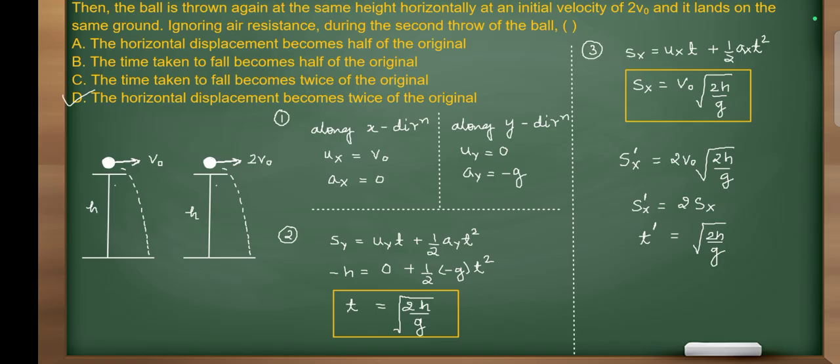Now the option says that the horizontal displacement becomes half of the original. Here, when we put the initial velocity to be 2v0, the displacement will become twice the previous. So according to this, option A is wrong. Option B says time taken to fall becomes half. Since time does not depend upon the initial velocity, time will remain the same. So option B is incorrect. So according to this, option D is correct, that is, the horizontal displacement becomes twice the original.